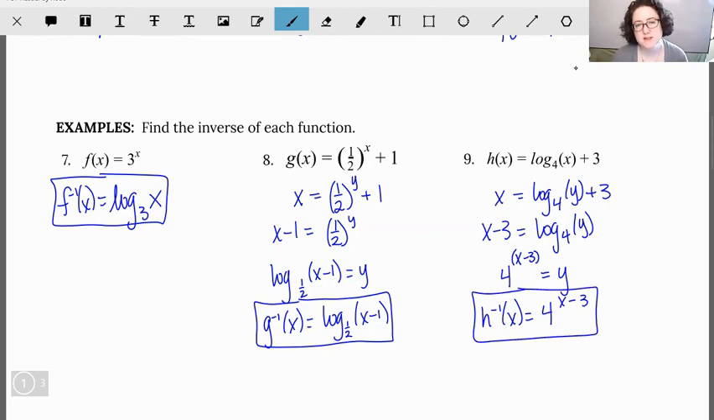So in both of these cases, what I ended up doing is when it was in a format I couldn't deal with, I just changed the format, changed it from logarithm to exponential form.